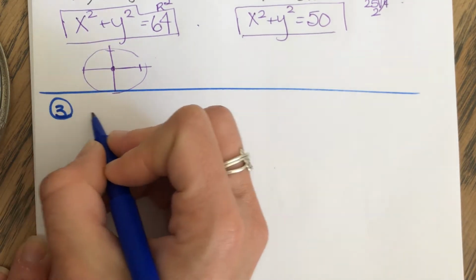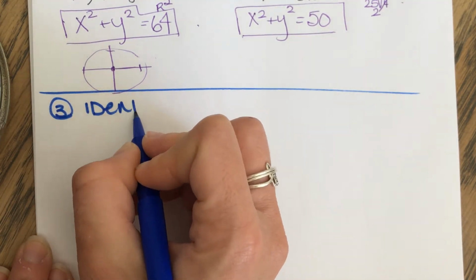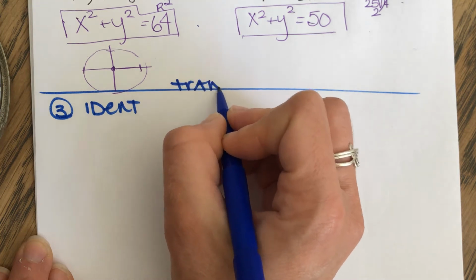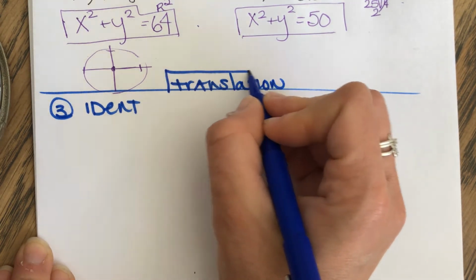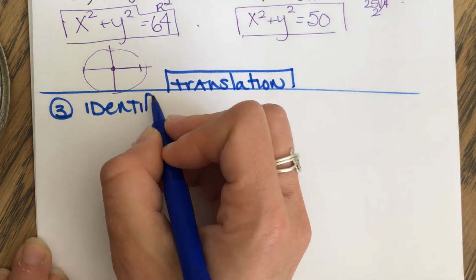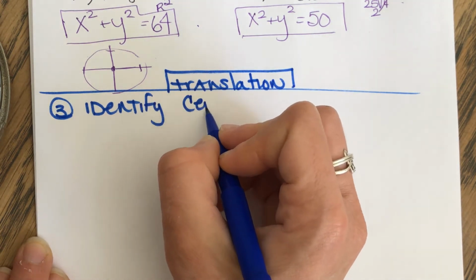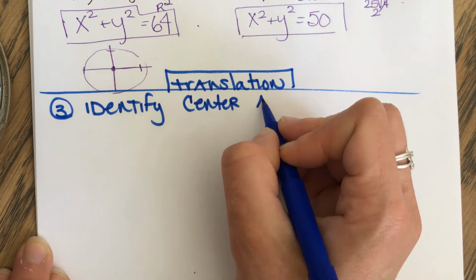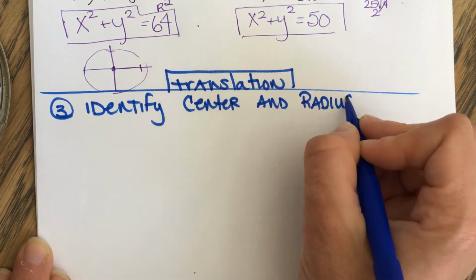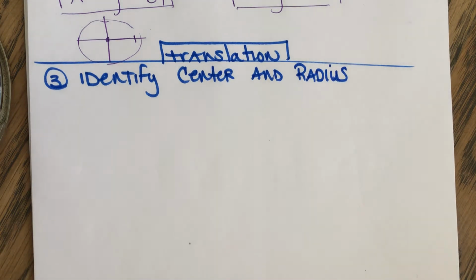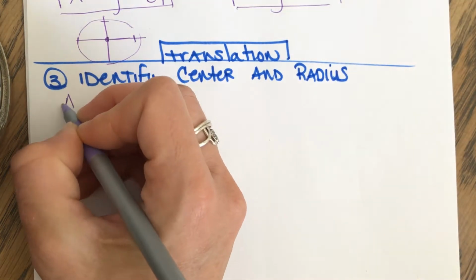Okay, question 3. Now we're going to do the same thing, but with a translation. So those are all at the origin. Now we're going to translate it. So we're going to identify, again, your center and the radius. We're just doing the same thing you guys did for question 1, except you're going to see how it's not going to be at the origin. Okay, so here is our first example.